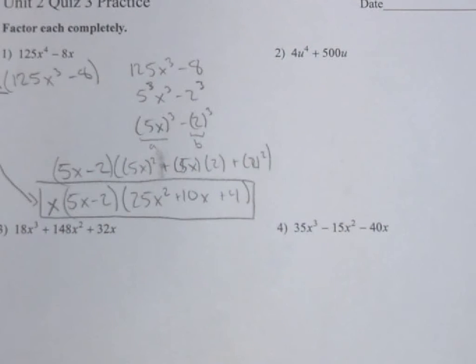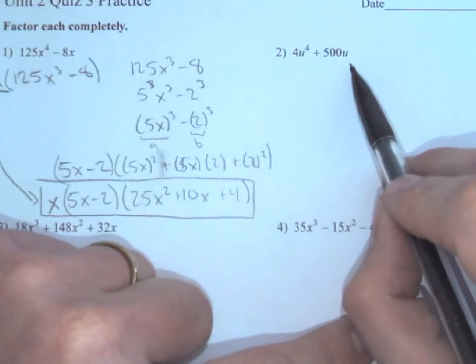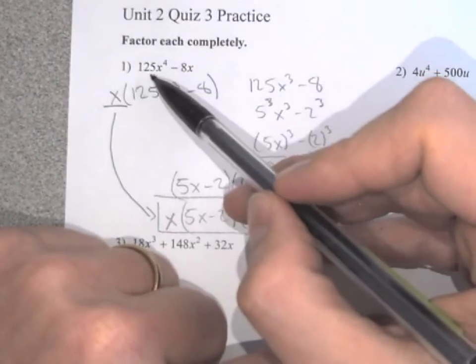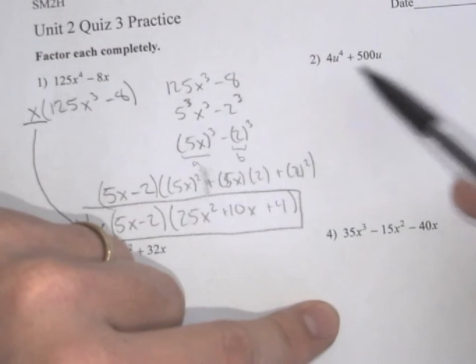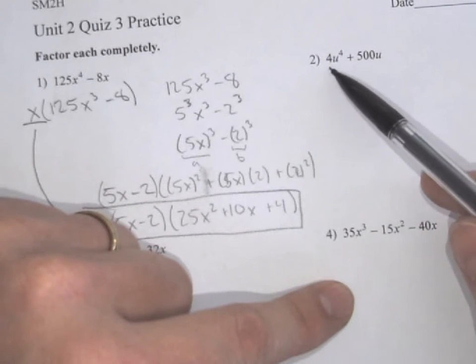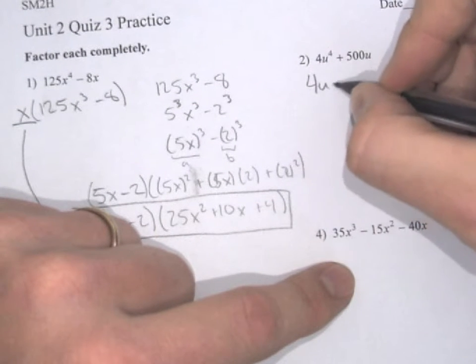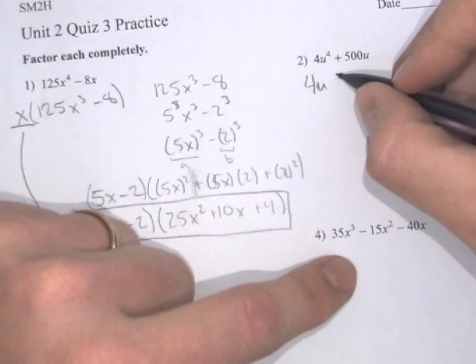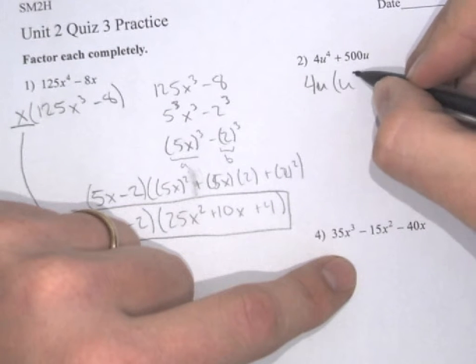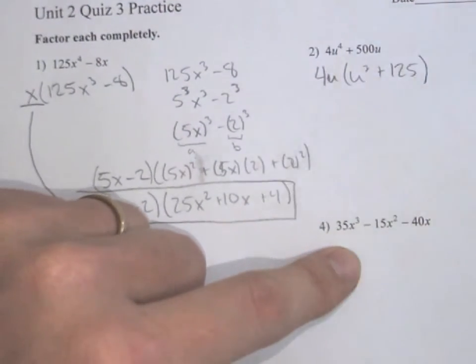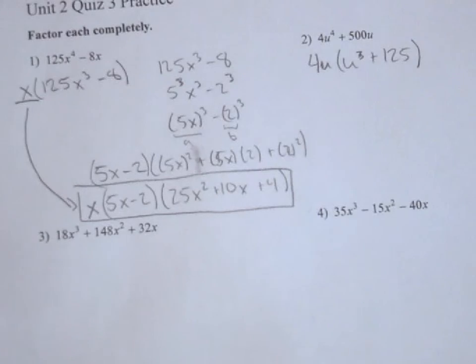All right, in number 2 here, we need to find the greatest common factor again. So step 1 is always the same: find the greatest common factor. In this case, you got a u and a u, and you'll notice that we have a 4 and a 500. Now over here, we didn't have common factors with 125 and 8, but 4 and 500 do have a common factor because 4 actually goes into 500. So if you factor out, the greatest common factor is 4u, not just u, it's 4 and u, and when you pull that out, you get u to the third plus 125. Okay? Now, that's step 1.